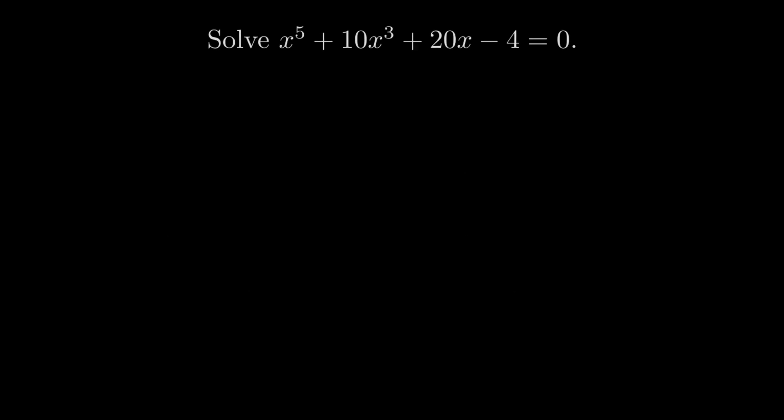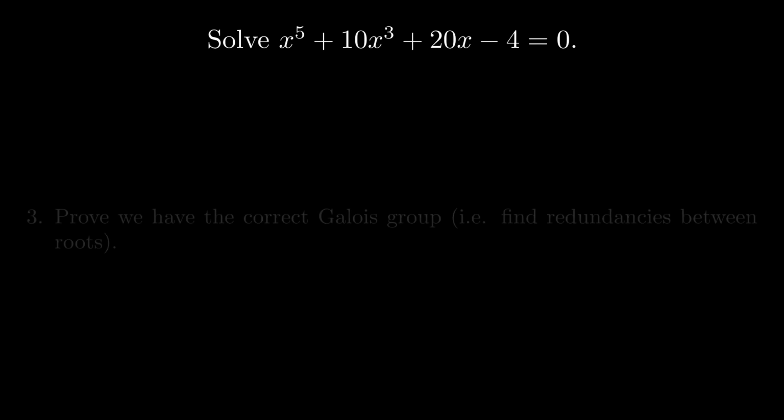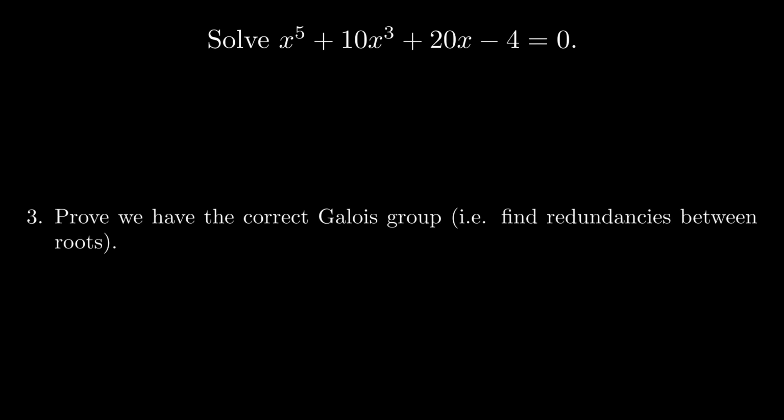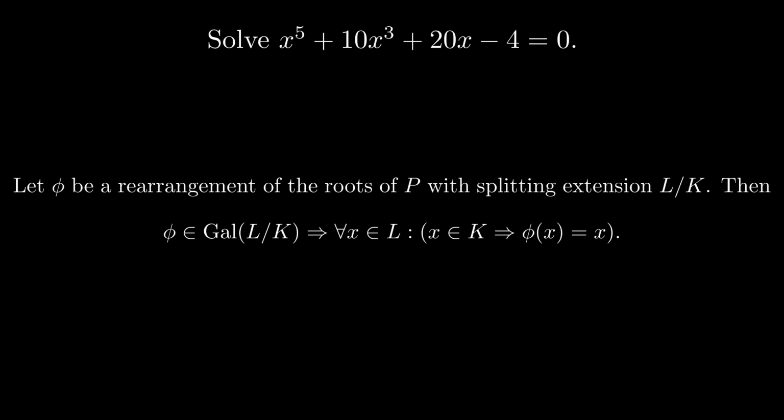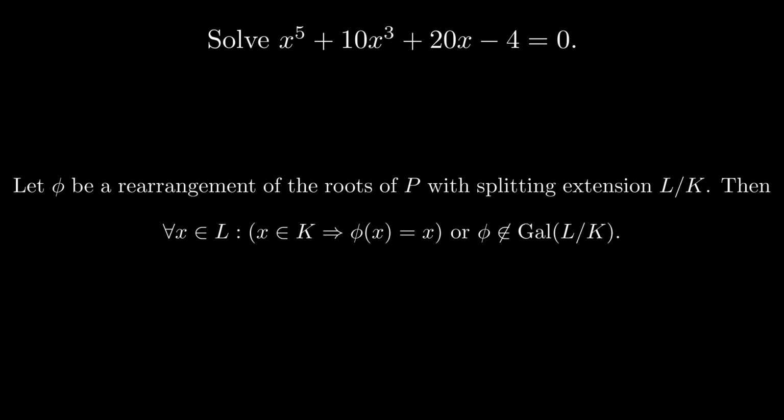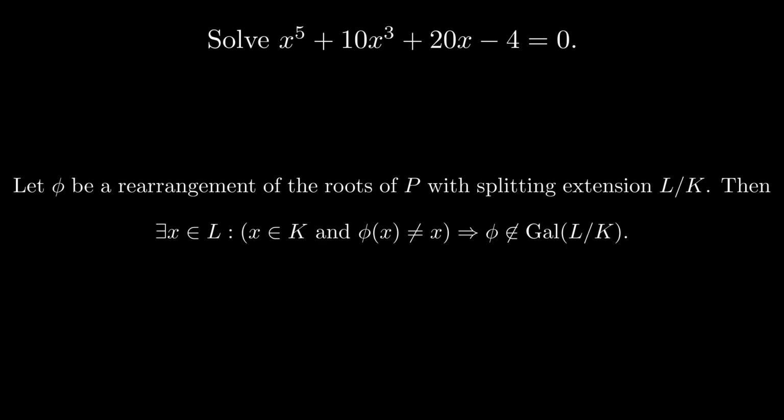So let us return to our polynomial and consider step 3 of our plan. We know what we think the Galois group is. Now let's prove it by bashing out redundancies beyond what Vieta tells us. Let's take this proposition. It says that if a given root permutation is a Galois element, then if we're given anything in K, the root permutation fixes it. We replace the implication with a not or, swap the or operands, re-replace the implication, and replace the inner implication with an and, and we get an equivalent statement.